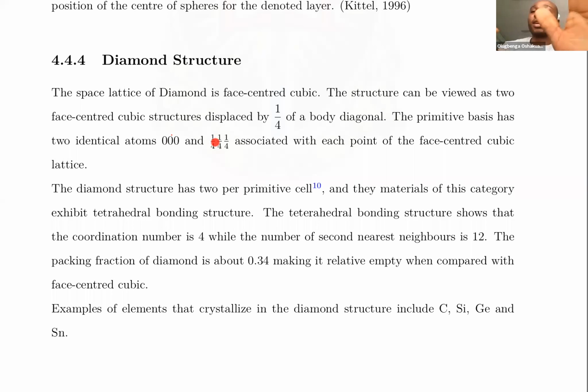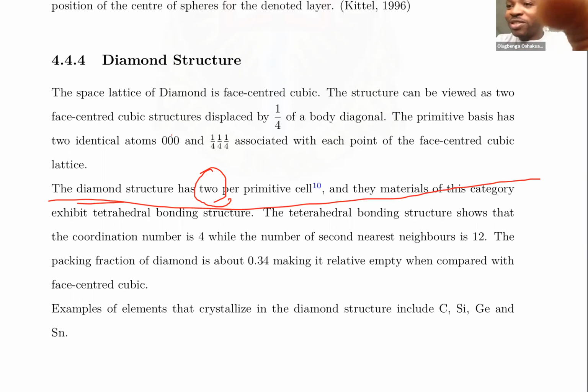So you have to imagine a face-centered cube. Now imagine another face-centered cube within it, such that the origin of the second one coincides with the 1/4, 1/4, 1/4 point of the first one. Then what you have is the diamond structure. The diamond structure has 2 lattice points per primitive cell, and the materials of this category exhibit tetrahedral bonding structure.